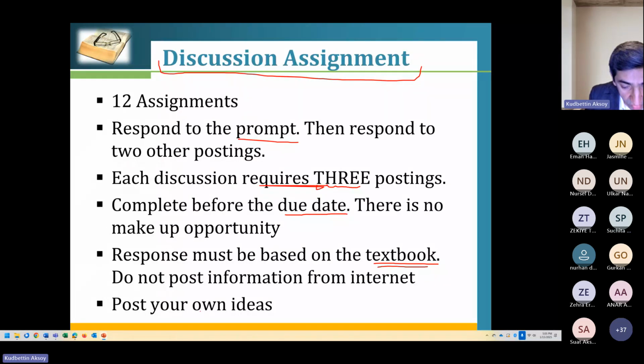And make sure these are your own ideas. In the past, I've seen students copy-paste other students' responses and put them as their own. I don't want to embarrass anyone, but if something like this happens, I have no choice but to take action. So please don't do it.